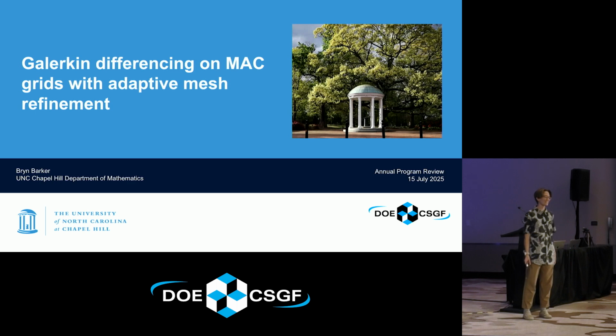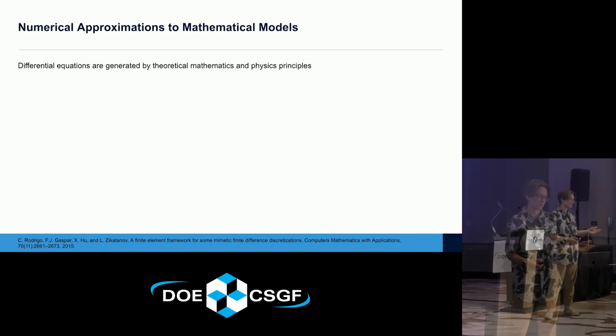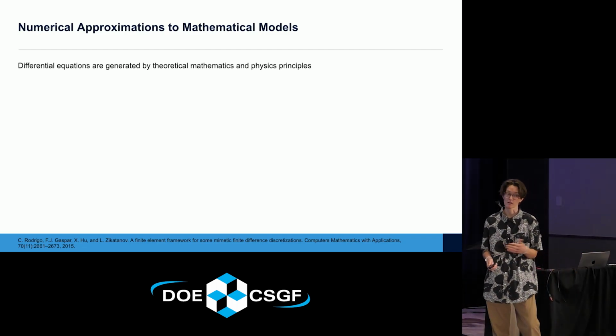Okay, so yeah, I'm Bryn. I'm at UNC in Chapel Hill, and I'm going to be talking about my research dealing with Galerkin differences on MAC grids with adaptive mesh refinement. So before I get into this at all, I'm going to take a big step back to just really broadly what I do, which is I work on methods for numerical approximations to mathematical models.